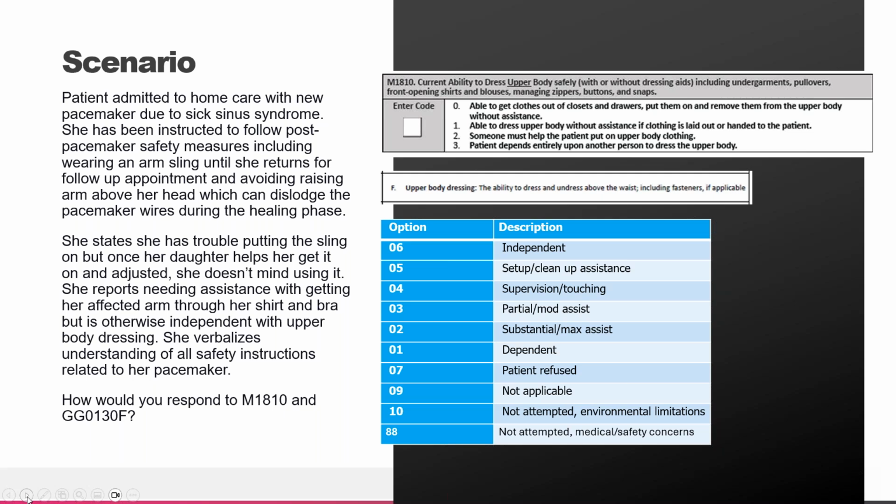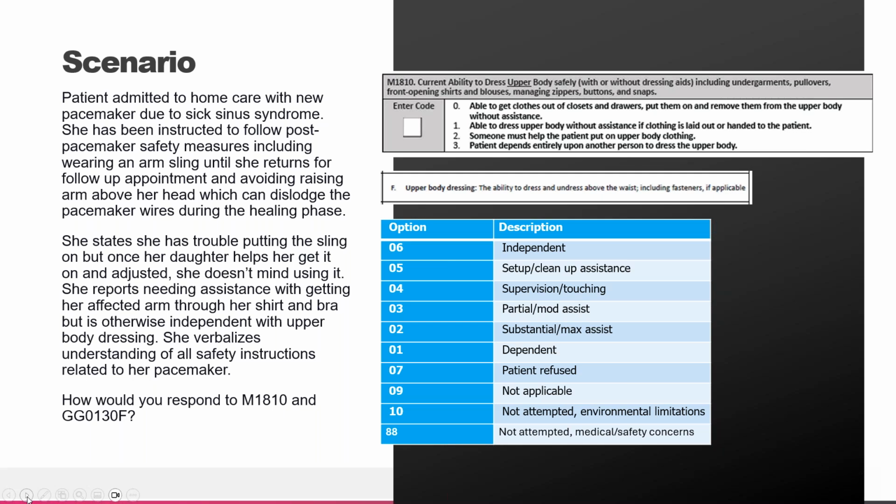Patient admitted to home care with a new pacemaker due to sick sinus syndrome. She's been instructed to follow post-pacemaker safety measures, including wearing an arm sling until she returns for her follow-up appointment and avoiding raising her arm above her head, which can dislodge those pacer wires until they've had time to go through that healing phase and get good adherence.